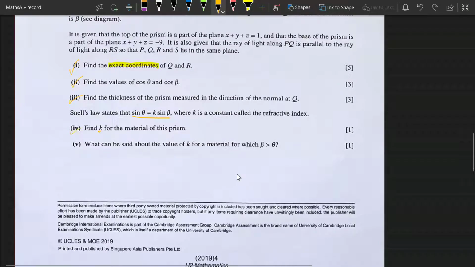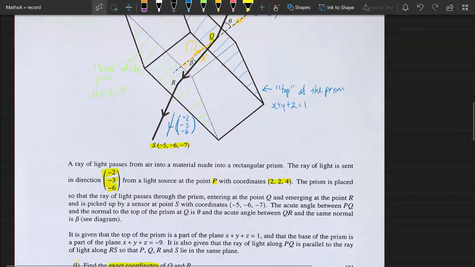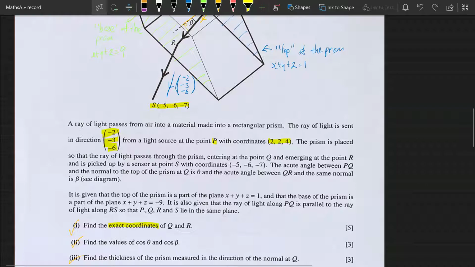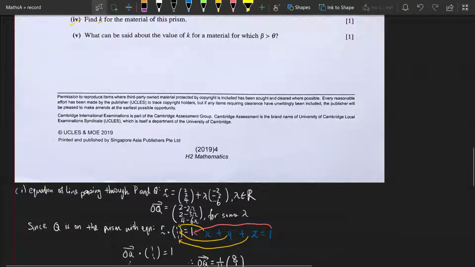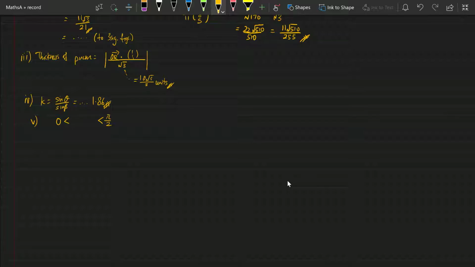Now, the next part, part 5, they ask you to interpret something. So what do they want you to say? Because we know that theta and beta are both acute. Theta is the acute angle and beta is also an acute angle. So we need to write down this relationship. They are both between 0 and pi over 2. But which is bigger now? They told you to consider what happens if beta is bigger than theta.